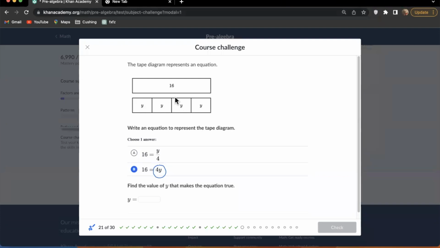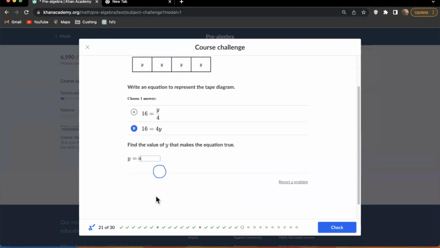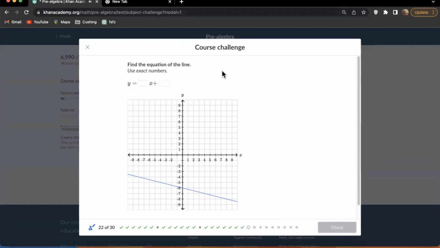Because if you break 16 up into 4 even pieces, each piece has to be 4. 4 plus 4 plus 4 plus 4. That's going to give you the 16. So we'll say 4.